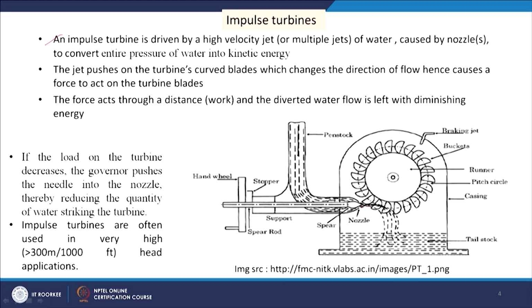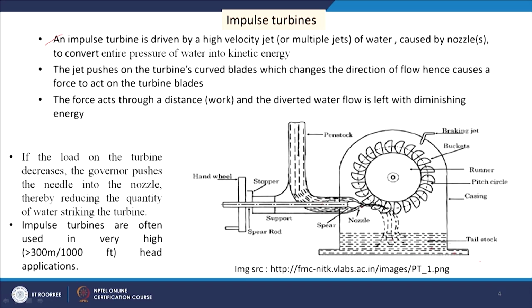This jet pushes on these curved blades, which changes the direction of flow, hence causes a force to act on the turbine blades. Here the flow is going in this direction and the water is changing to this direction. At the same time the blades are forced to move and give some circulatory movement to the rotor. The force acts through a distance and the diverted water flow is left with diminishing energy. This water which is getting out, that is called tail race, then loses its energy which was available upstream.